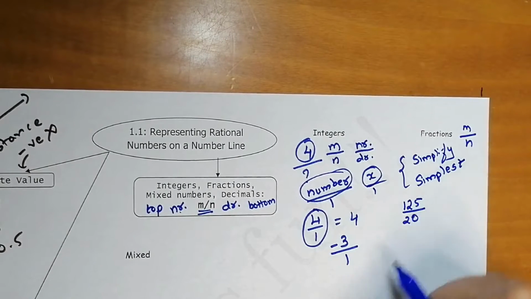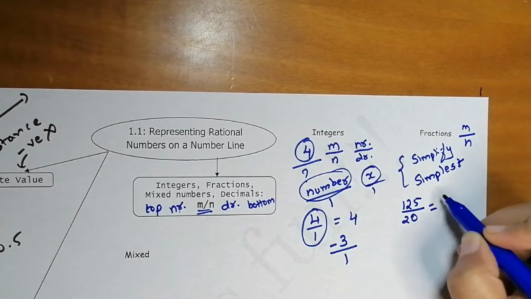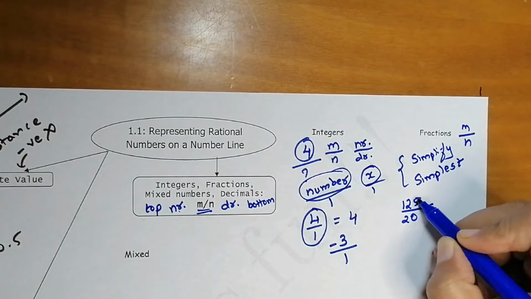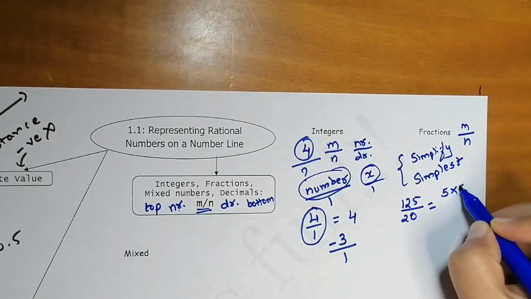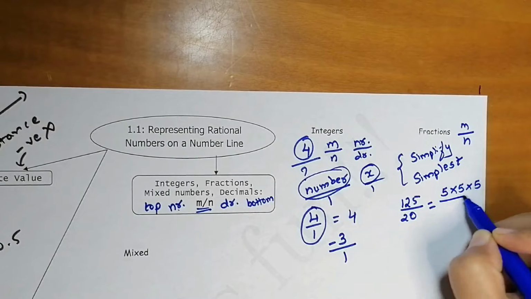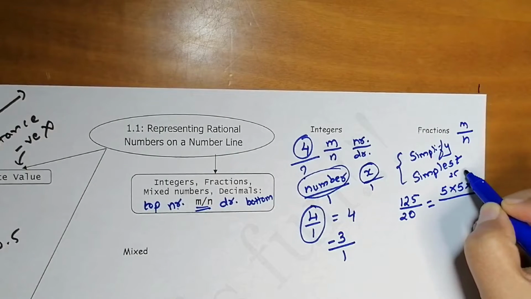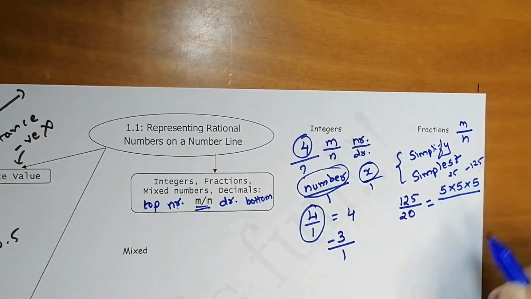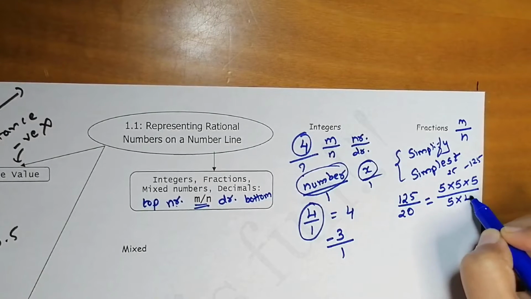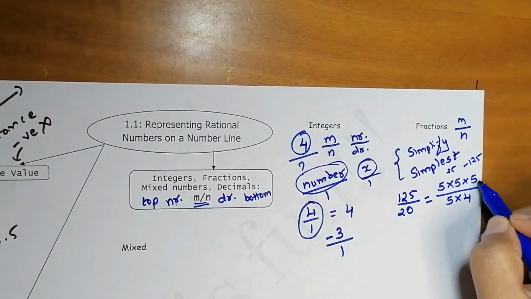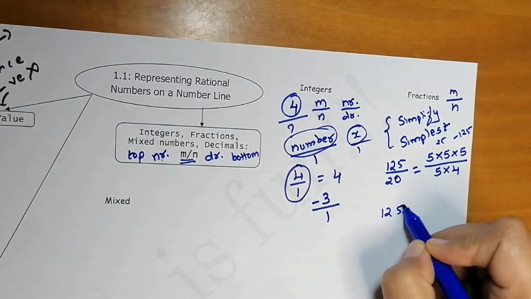125 over 20, right? This is equal to, do you know what is 125? What are its prime factors? Yes, 5 times 5 times 5. 5 times 5 is 25. 25 times 5 is 125, right? And 20 is 5 times 4. If we cannot do this orally, there's no problem. We have a method. So let's have a look at this method.